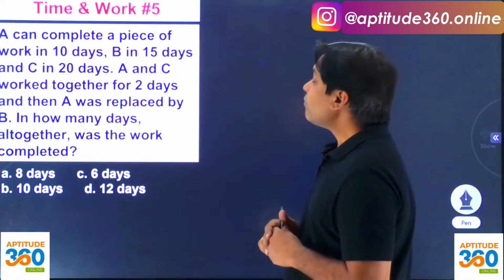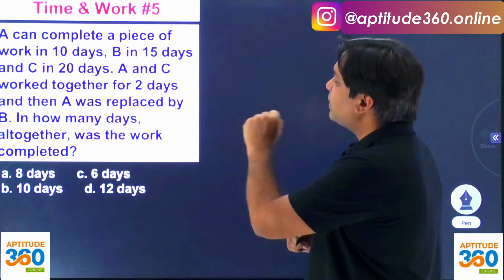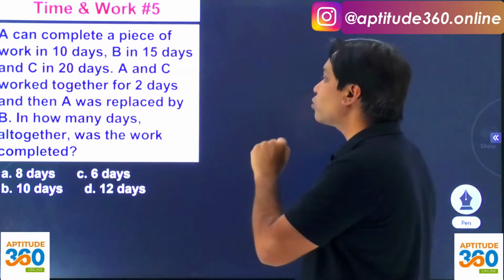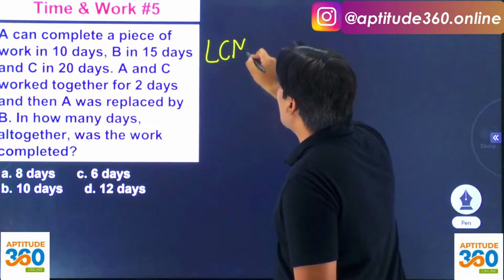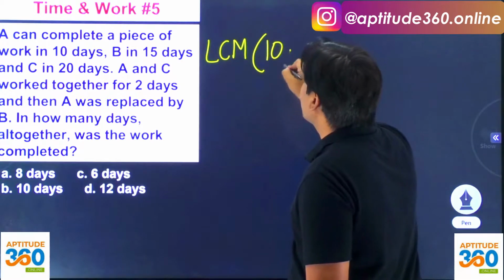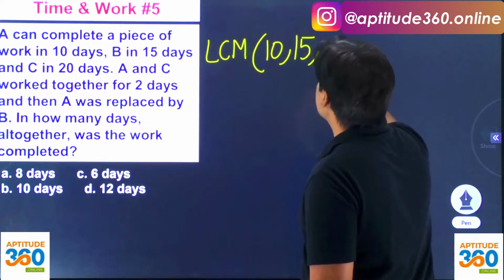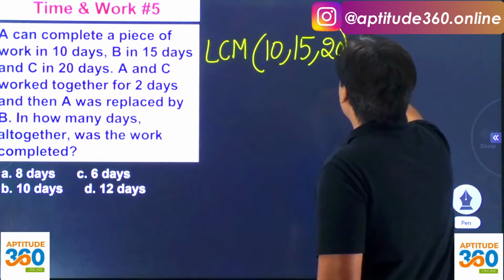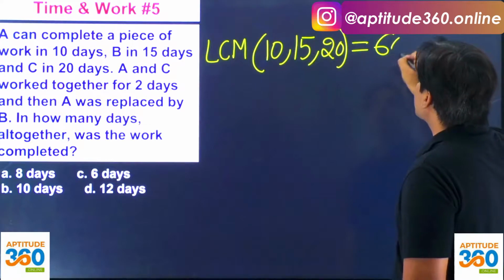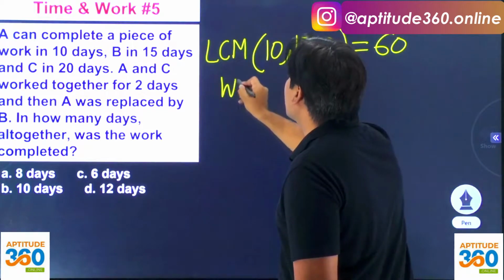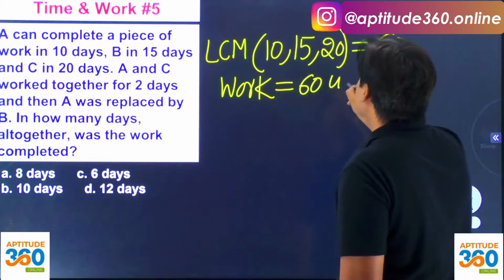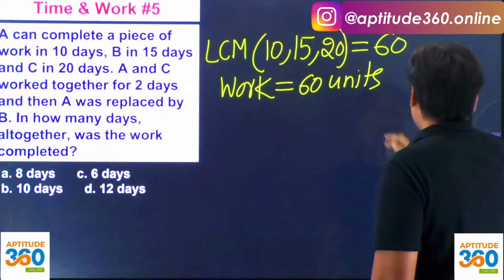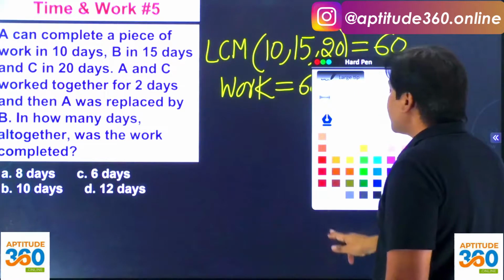Now, A can do a piece of work in 10 days, B can do it in 15 days, and C can do it in 20 days. The moment I come to know of these numbers, the first thing that I should be doing, I should find out LCM of these 3 numbers, which is coming out as 60. So my work is going to be this LCM, which is 60 units, right? Now, what is my second step? I should be finding out what is their individual rates.